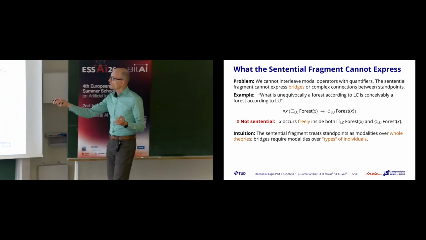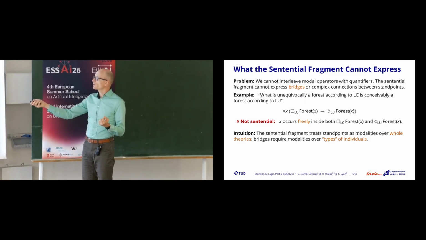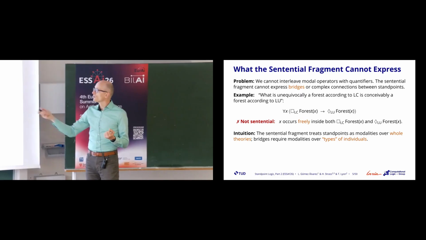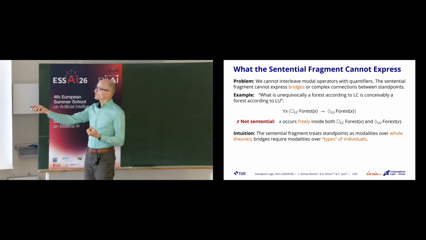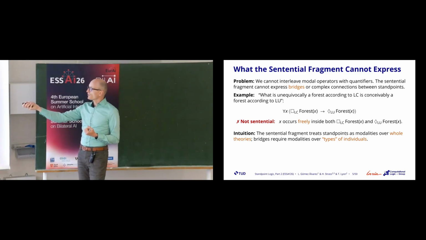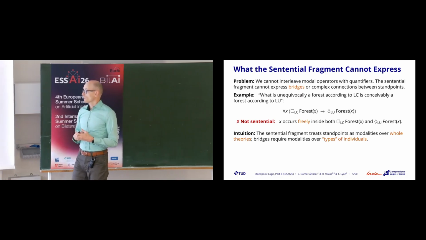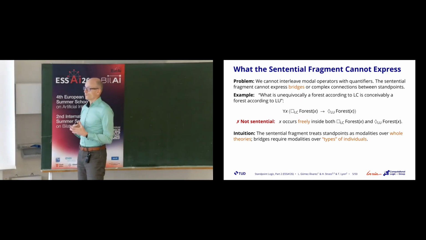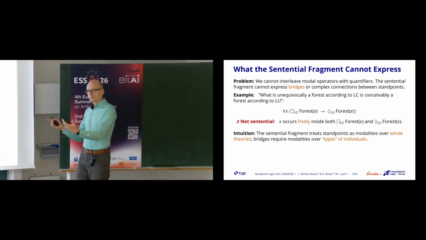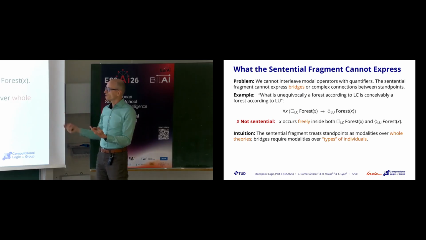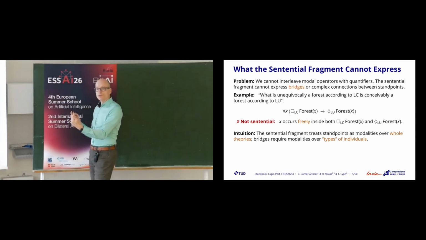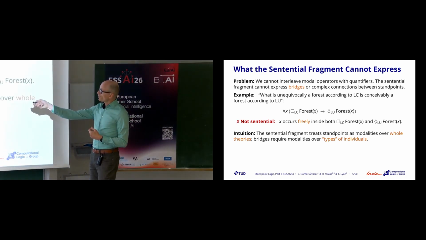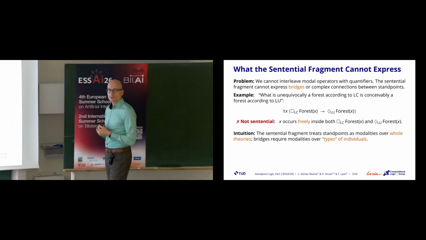So this sentence here says, for all x, it holds that if, according to the land cover perspective, x is unequivocally a forest, then conceivably, according to the land use perspective, x is a forest. Right? So this relates the same term, namely forest, as it is being used from different standpoints, so from different perspectives. But the important point is, syntactically, this is no longer in the sentential fragment.